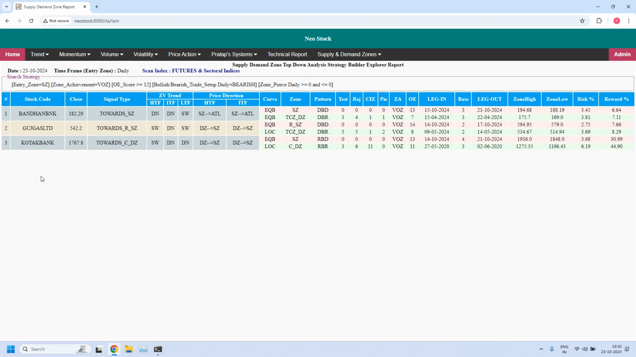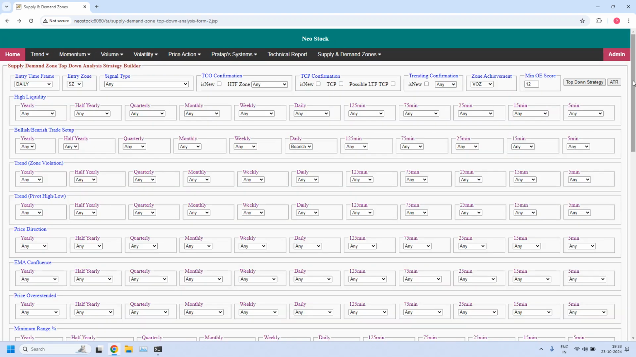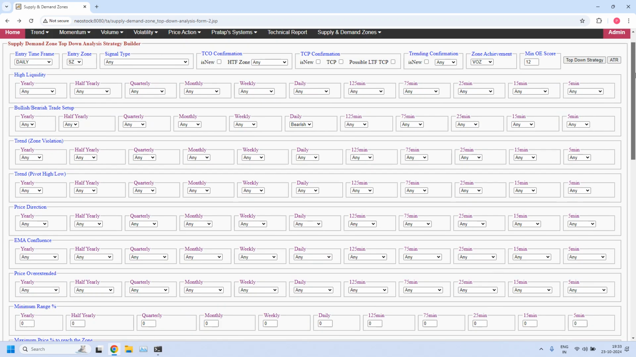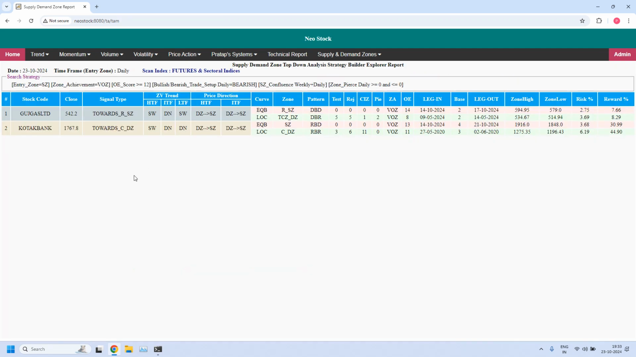So first let us look for ITF confluence, that is daily supply zone should be part of the weekly supply zone. In the supply zone confluence, I am enabling the filter daily supply zone with weekly supply zone. With this filter, let's verify. Out of three, all stocks are having ITF confluence. That is, the daily zone is part of the weekly zone. Weekly is ITF. ITF trend is down.